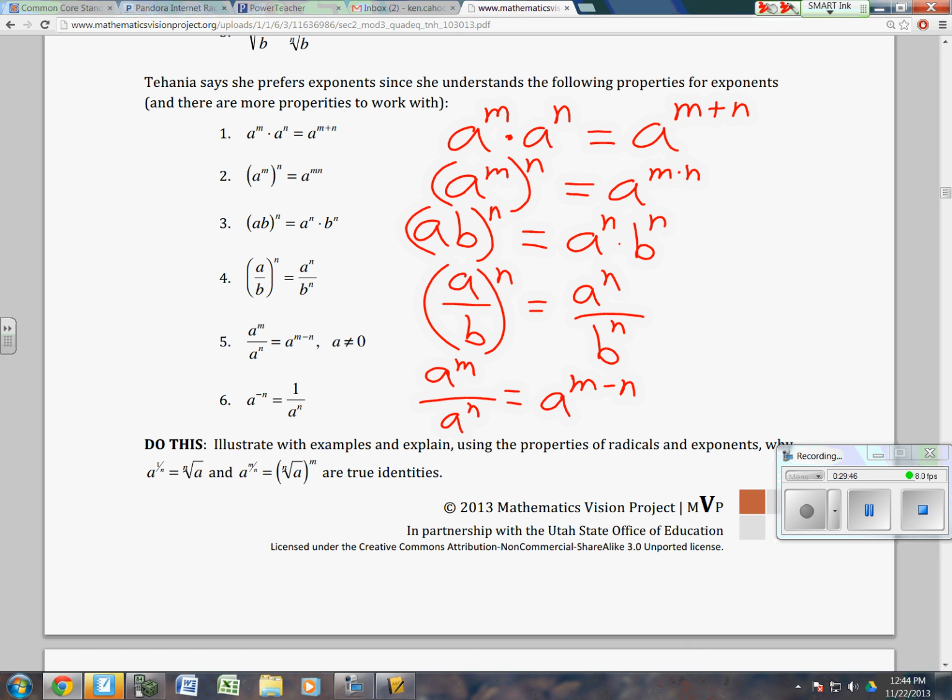And number 6 right here says a to the negative n equals 1 over a to the positive n. So if you have a negative exponent, move it to the denominator and make the exponent positive, right? By the way, that goes the other way too. If you have 1 over a to the negative n, that's equal to a to the positive n. So you can write it either way. I want you to write both of these down in your notes.